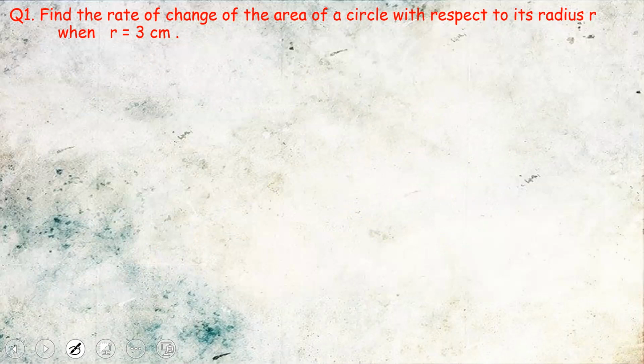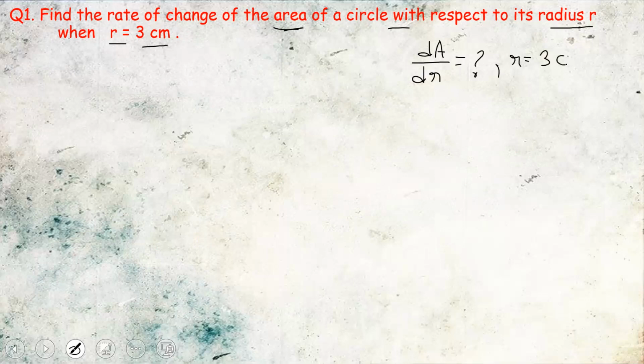So here is your first question. Your first question is, find the rate of change of area of a circle with respect to radius when r is equal to 3 centimeter. What you have to find? Rate of change of area, that is rate of change of area with respect to radius, that is dA/dr. You need to find dA/dr when r is equal to 3 centimeter.